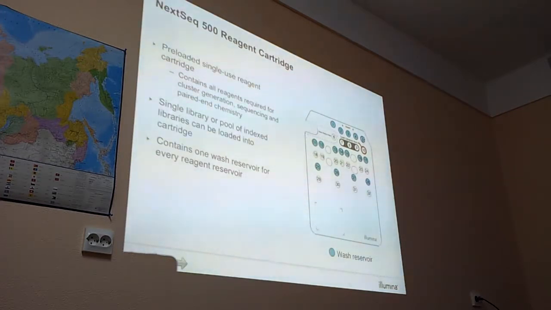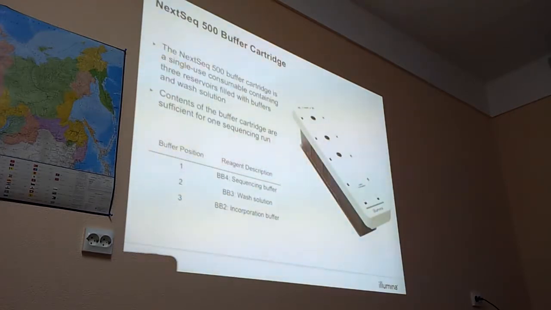These numbers here in blue are for the wash. They are used for the wash, so they don't really contain any reagents. This is the buffer cartridge that also comes with the kit. You have 3 different buffers: sequencing buffer, a wash solution, and incorporation buffer. The wash solution is in the middle.